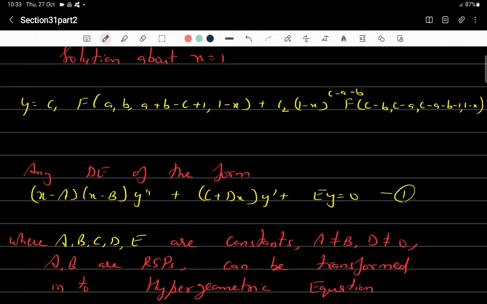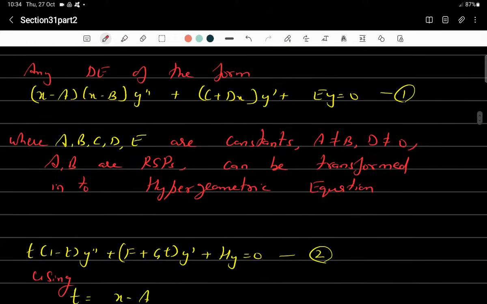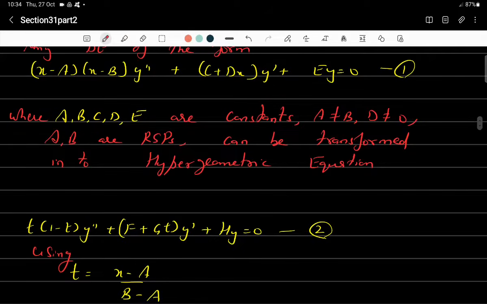Now in the last class also we have seen that when we have to find the solution about x = 1, then we introduce an independent variable t = 1 - x. In general also, the given equation 1 can be transformed into a hypergeometric equation using the substitution t = (x - A)/(B - A). And it's clearly visible why it works, because for equation 1 I need the hypergeometric series solution about x = A and x = B.